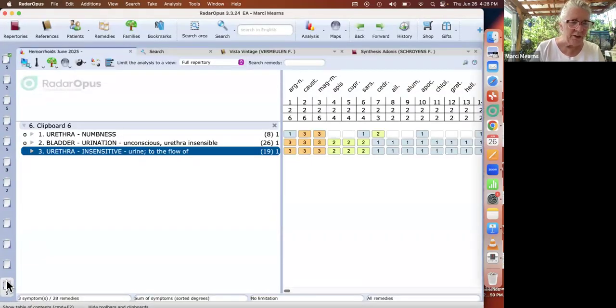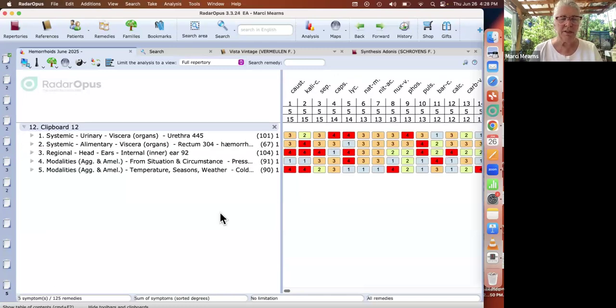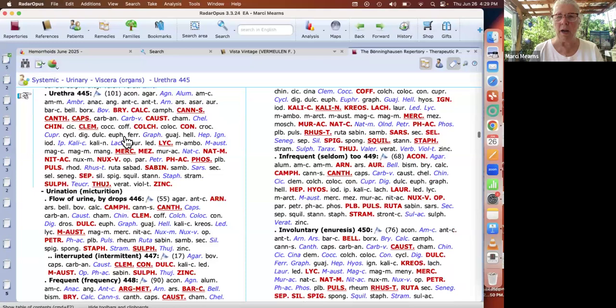And on this very last clipboard down here, this is what I'm calling that affinities check. Now, remember, when you double click on any of these rubrics, they will open up in the book itself. So these come from, is this Boenninghausen? Yeah, from the Therapeutic Pocketbook. Urethra. So what I did is I basically looked at the organs affected.